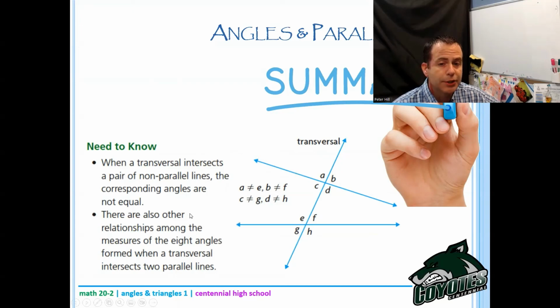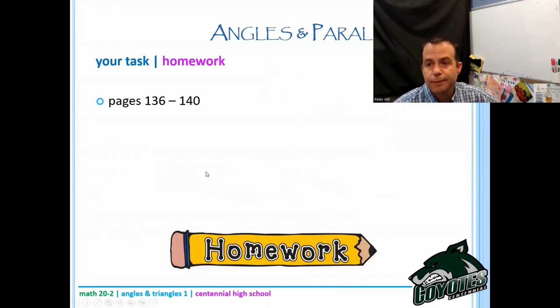There are other relationships among the measures of 8 angles formed when a transversal intersects 2 parallel lines. Things like alternate interior angles, and we'll have to talk about that. And we'll have to talk about alternate exterior angles, but we'll deal with those guys in a couple lessons. Okay, so for now, you're just going to focus on vertically opposite and corresponding. Those are your 2 for today.